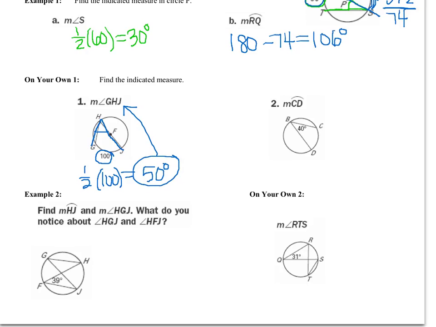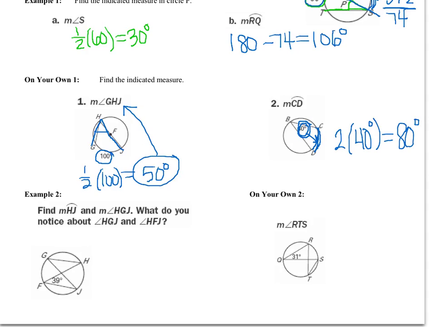Number 2, the measure of arc CD. Well, arc CD is right here. My angle's 40, so the arc is twice as big. So to find the measure of arc CD, we know the angle B here is 40 degrees, so if we do 2 times 40 degrees, that'll give us our arc measurement, and that is 80 degrees.